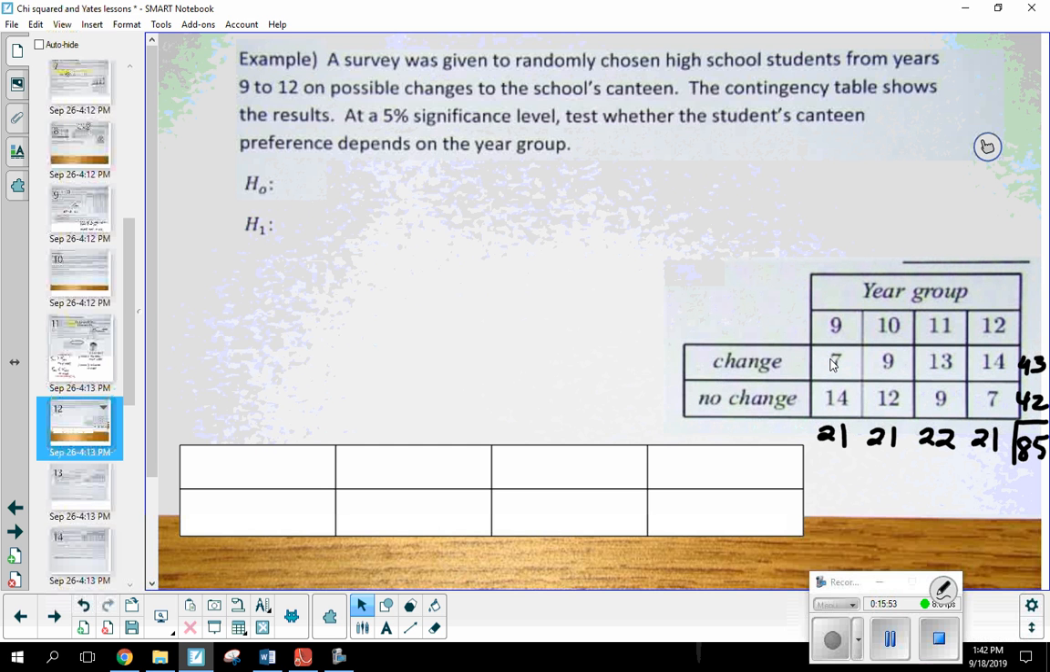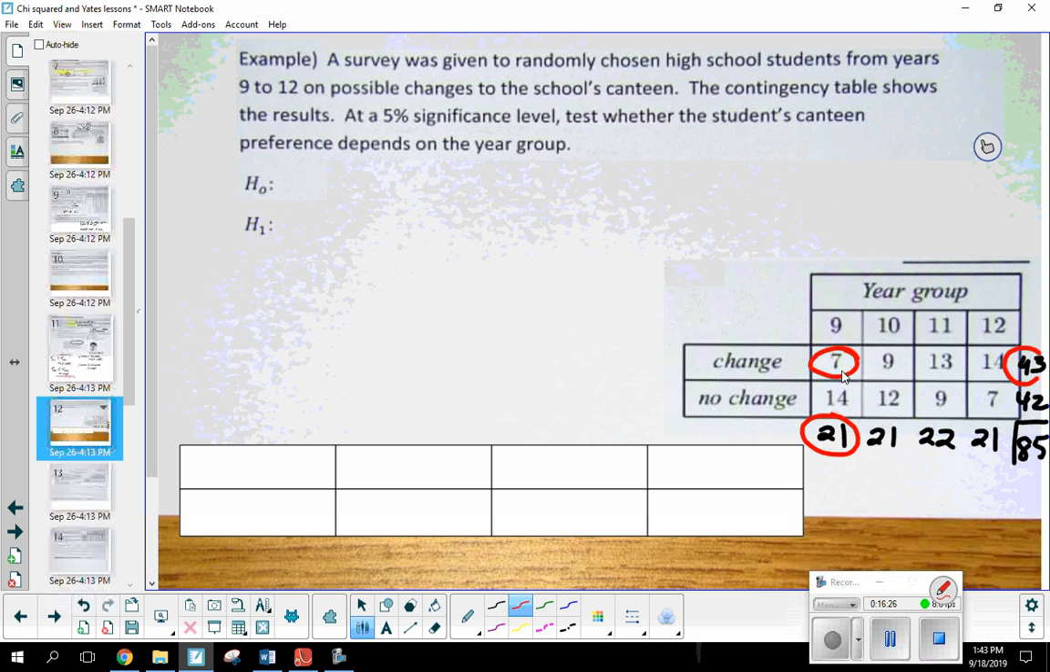Okay, so has anybody already calculated that first expected value? Someone want to remind me how we do it? Okay, so Ella says multiply. What multiply what? Okay. Now you said multiply the column and the row. So what about the column and the row will I multiply? There you go. Like I'm looking for the expected value for those who favor change in the 9th grade. Okay, so I'm going to multiply that column's total times that row's total.